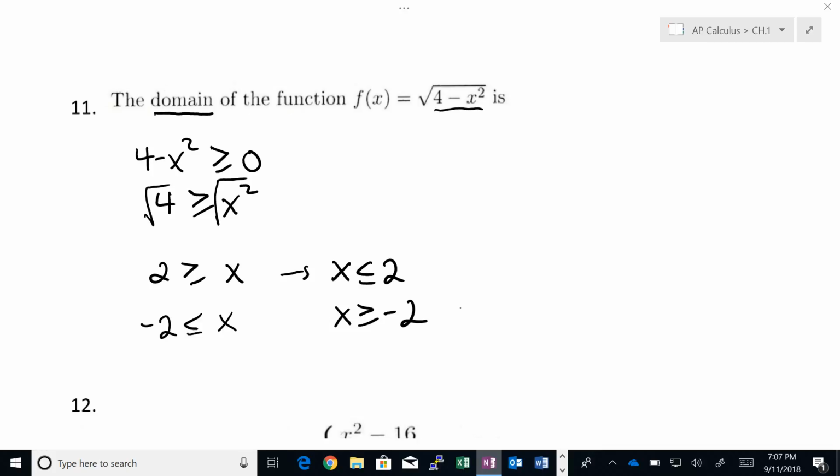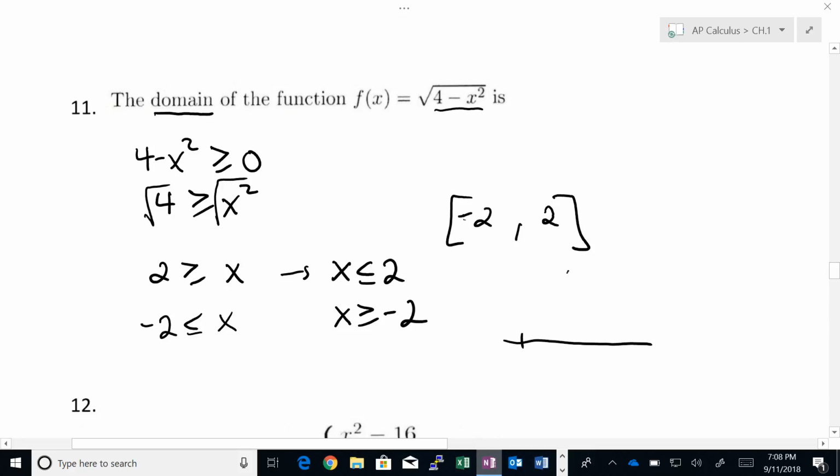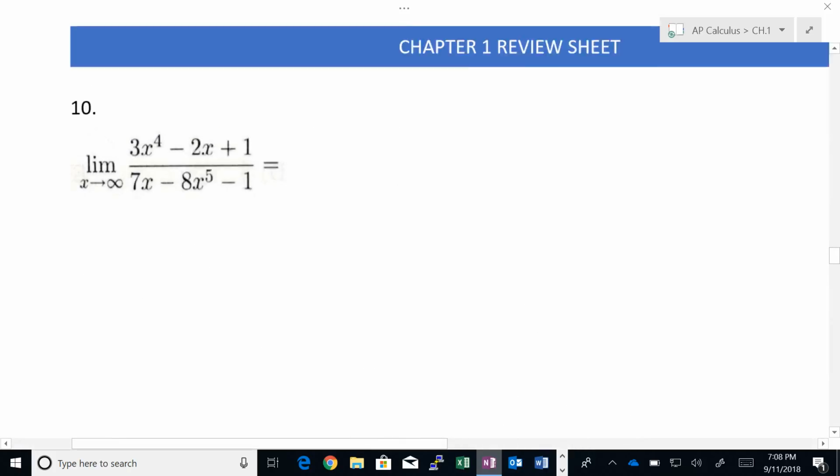For those of you who like inequality or interval notation, you basically got negative 2, bracket 2. And if you look at the graph, it's just a semicircle. Okay? All right, then Moretta. Hey, Moretta. We're going to do number 2.